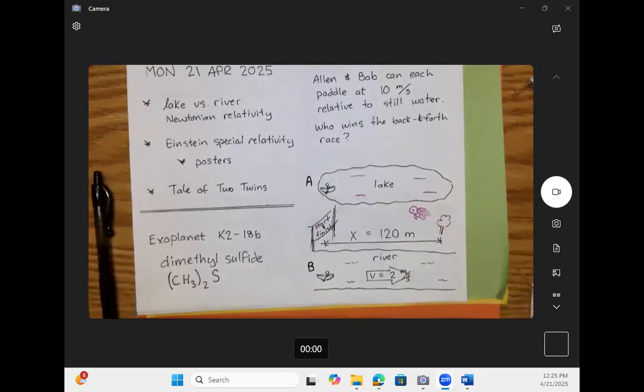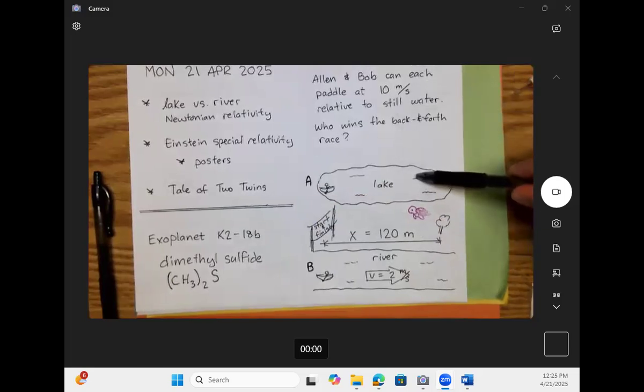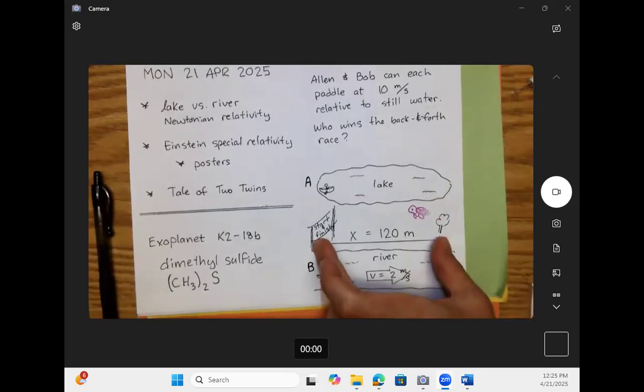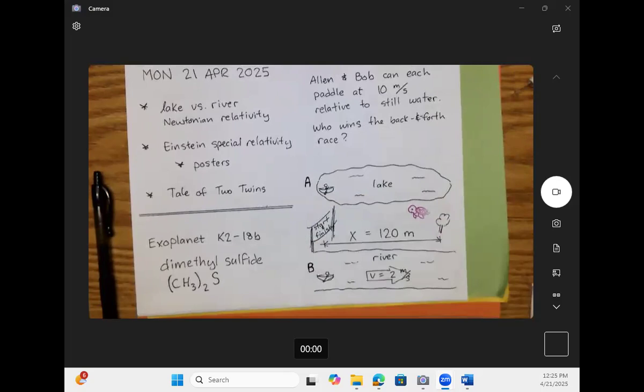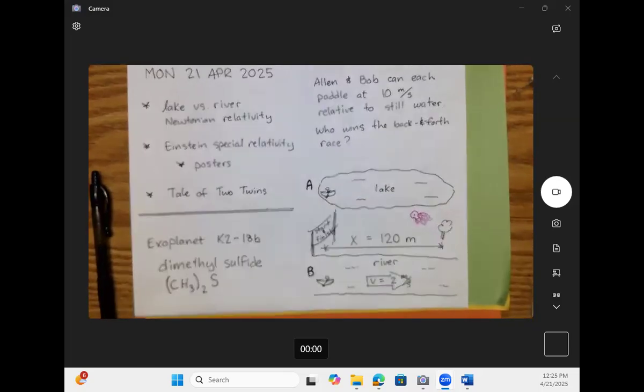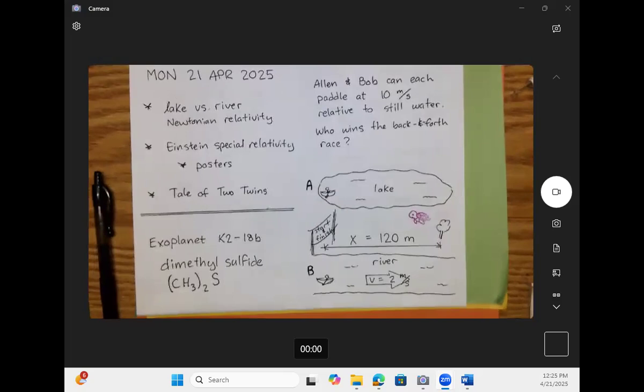Remember, they can each paddle 10 meters per second relative to the water. Alan's in the lake, and so the water is not moving relative to the tree. Bob's in the river that's moving downstream at 2 meters per second. So he's getting a boost from the stream one way, but then he has to fight the current the other way. The question is, who wins the race this time? Oh, one more number: I gave you a distance of 120 meters. So go ahead, take a minute, and solve that on paper. See who's going to win that race.